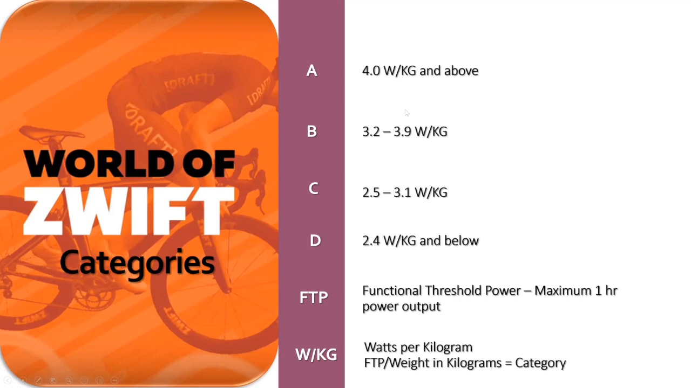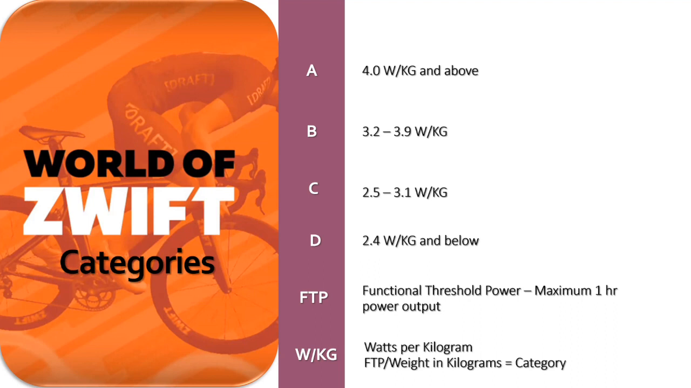Now, I'm going to take a moment to break down what that actually means. Functional threshold power, which is FTP, is the maximum 1 hour power output that you could put out. This is you giving it all you have for 1 full hour. Now, your FTP can be determined a couple ways. One of the ways is the game will tell you what it is. Whenever you maintain a certain power level over 20 minutes, it'll give you 95% of that power as your new FTP.